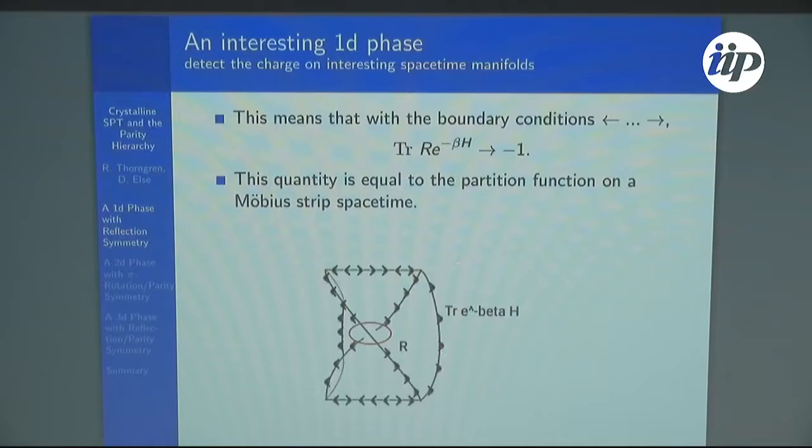Here I've indicated the boundary condition for the spins. And you compute the partition function on this Mobius strip with the boundary condition, and it's equal to this trace, and you get -1. So this Mobius strip partition function exactly is detecting this odd charge at the reflection center.